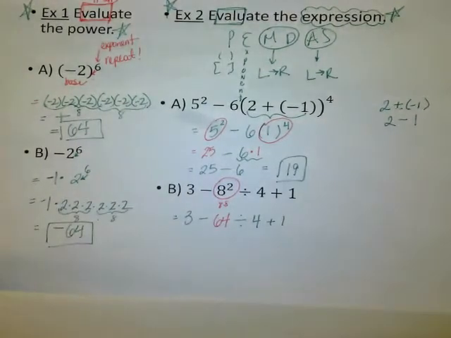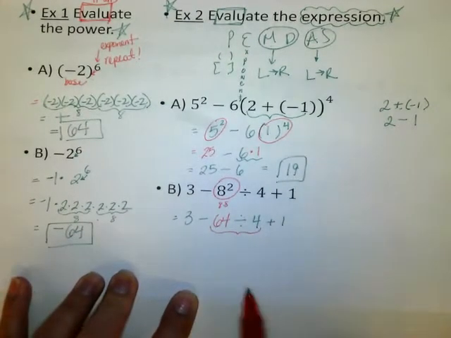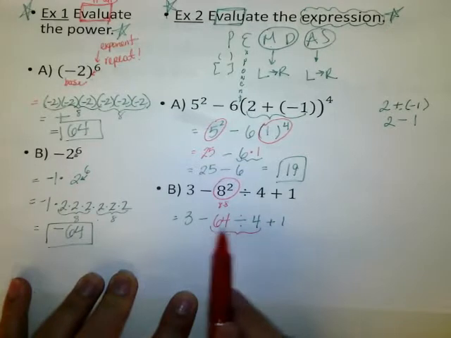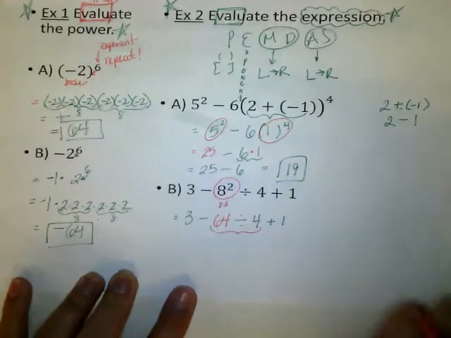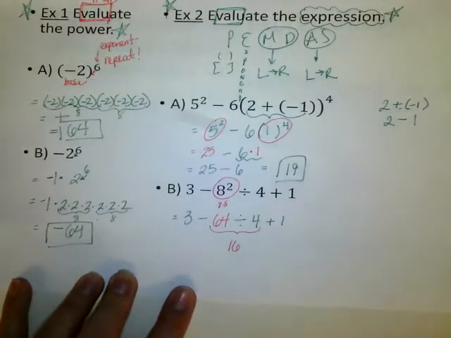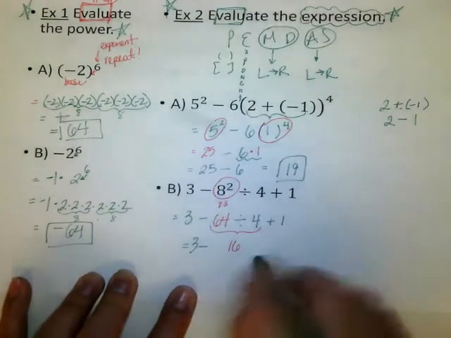All right, now what's next? Division. We have a division problem. So right around that division sign, I want to do that division. 64 divided by 4 is what? 16. Very good. And again, everything else is coming along for the ride.